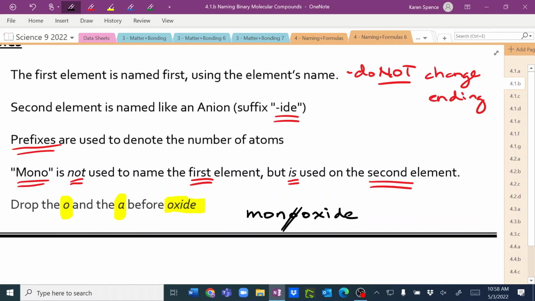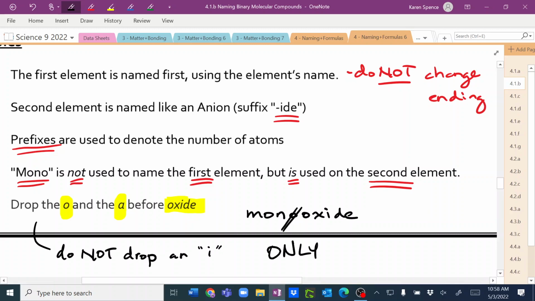We only do it with O and A, we don't do it with I. So if it's trioxide, then it is trioxide. Don't drop the I. Okay, so don't drop an I, and don't drop it in front of anything else. Like in front of iodine, it's fine. It would be like tetraiodide. So only in front of oxide. Yes, Pavel. That's correct. Mono on the second word, but not on the first word. Yep.